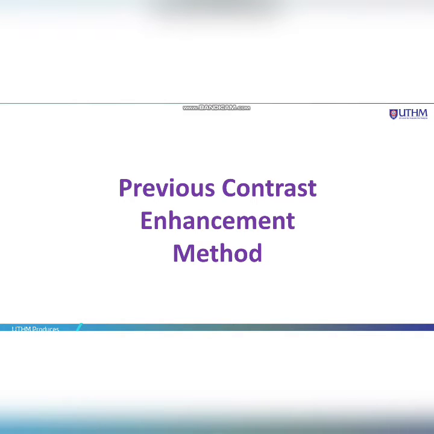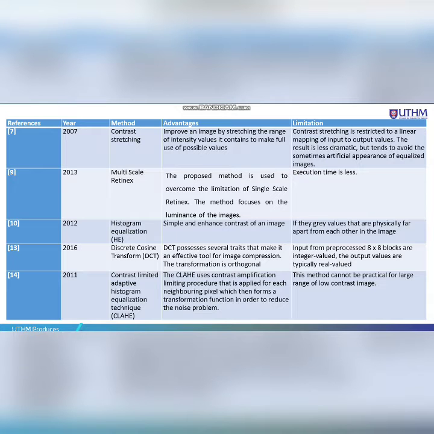So now we go to the previous contrast analysis methods. In 2007 is contrast stretching. The advantage of this method is that it improves an image by stretching the range of intensity values it contains to make full use of possible values, but the limitation is that contrast stretching is restricted to the linear mapping of input to output values. The result is less dramatic but tends to avoid the sometimes artificial appearance of an equalized image.